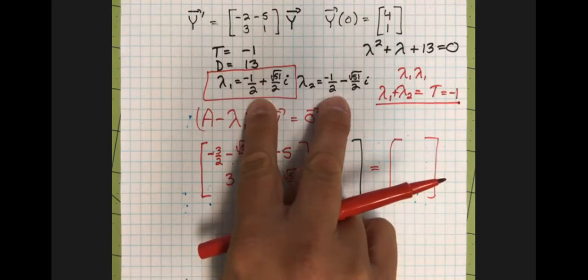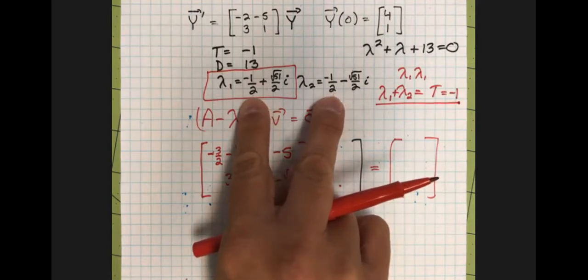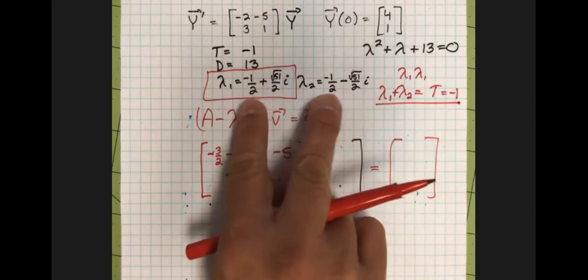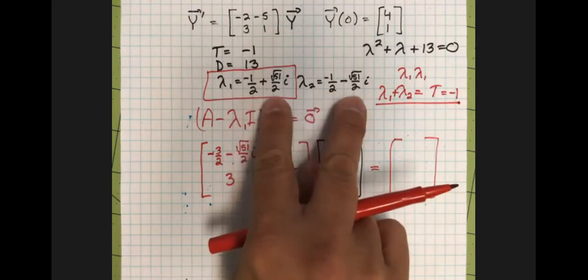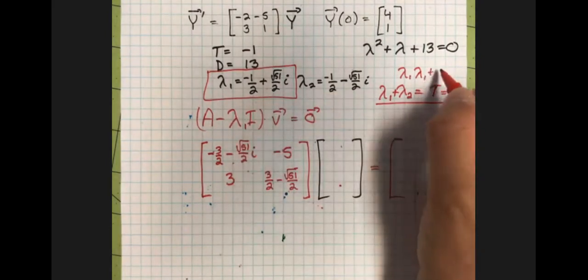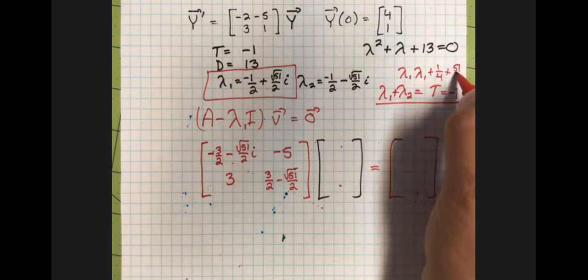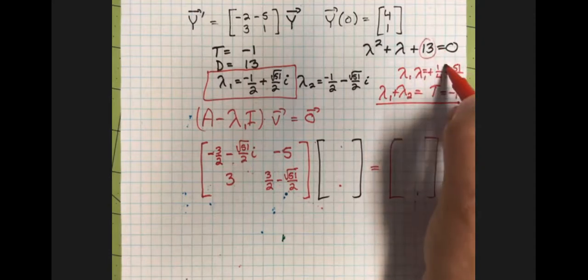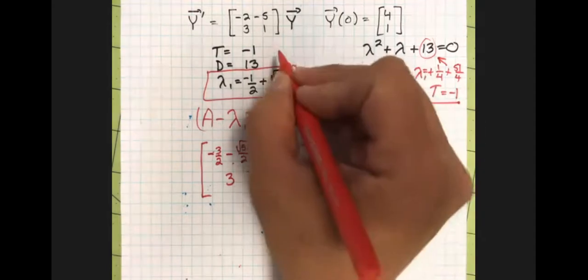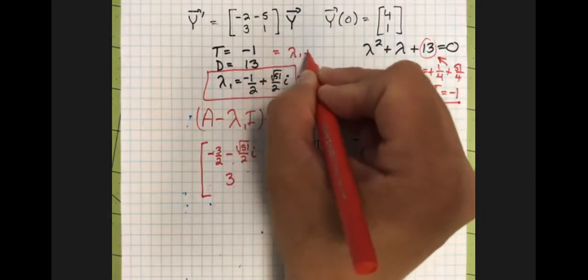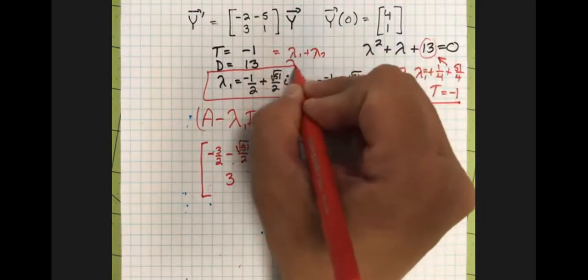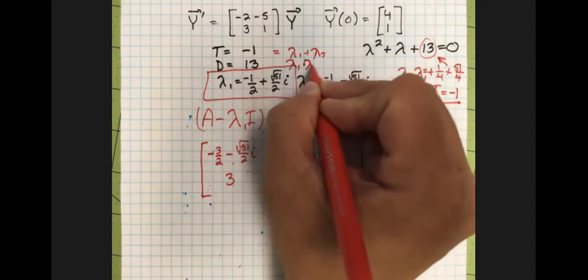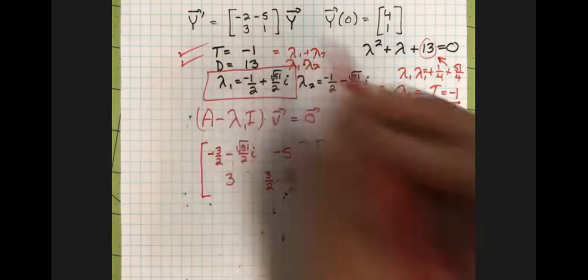Notice that they're complex conjugates. Remember last time I showed you how to multiply complex conjugates quickly. You just square the real part, square the imaginary part, and add. You just have 1/4 plus 51 quarters. And what's 1/4 plus 51 quarters? That's 52 quarters, which is 13. So this is lambda 1 plus lambda 2, and this is lambda 1 times lambda 2. That safety check is performed.